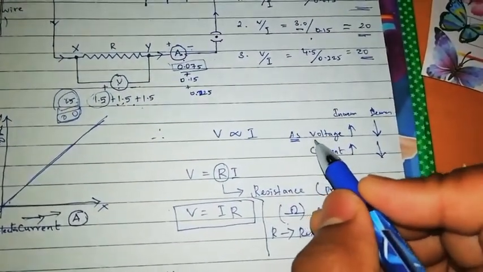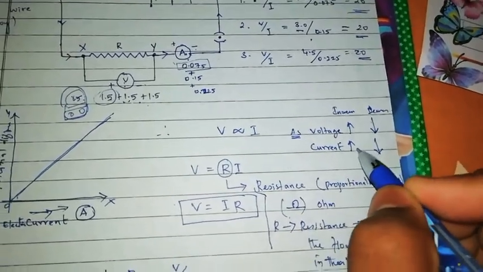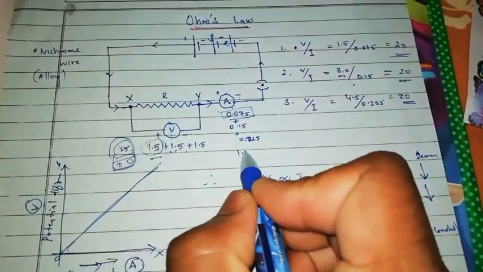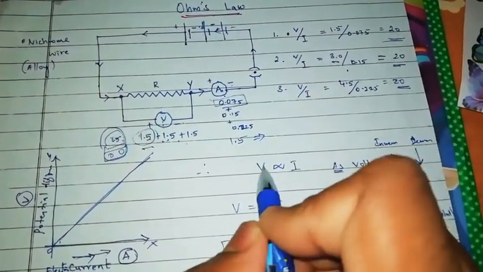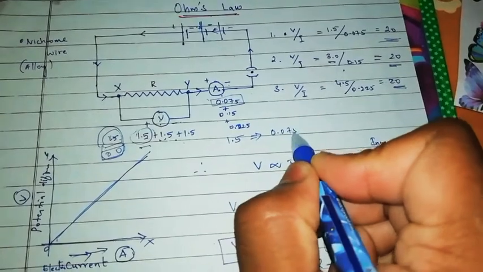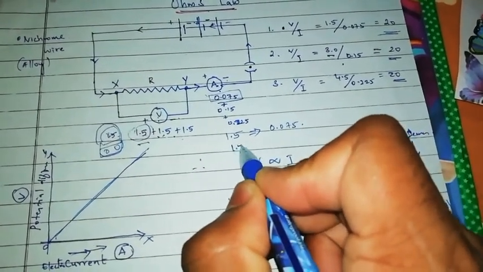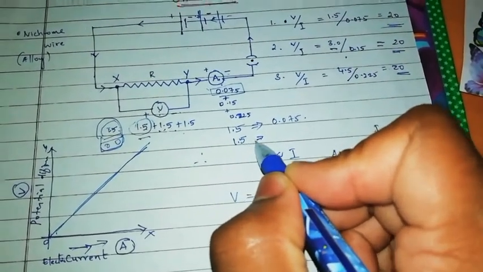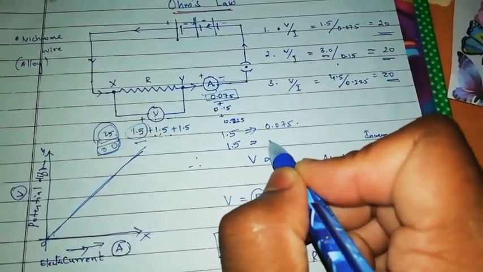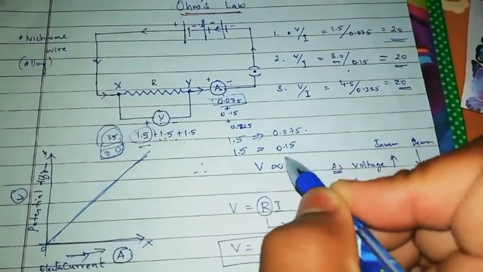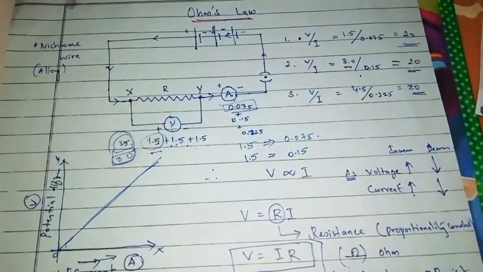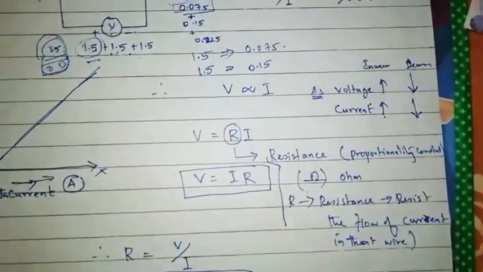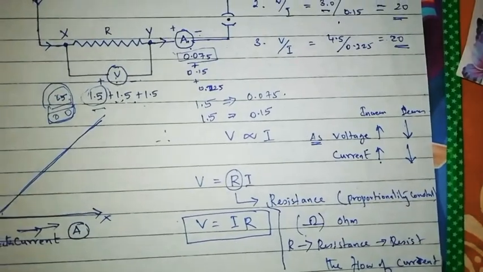So as the voltage increases, the current will also increase. You can see as the voltage increases by 1.5, the current will also increase to 0.075 the first time. When I again add another cell, another 1.5 volt, that means totally 3, it again increases to 0.15. That means it is increasing more. How much voltage I increase, that much current is also increased. I hope you all understand it.